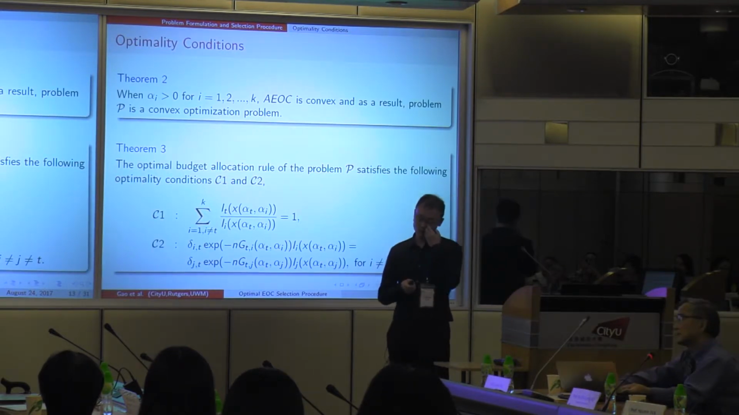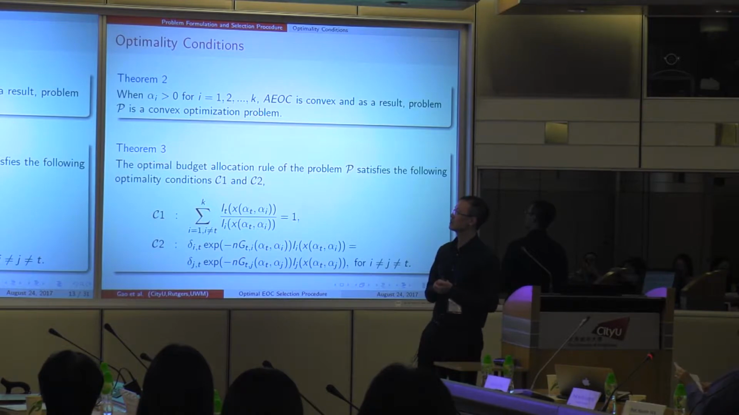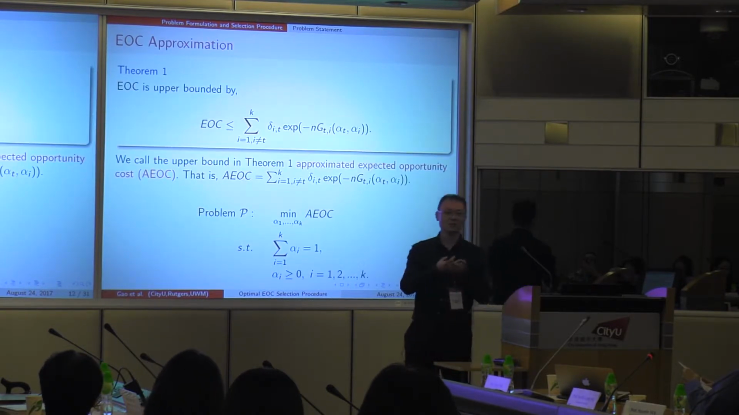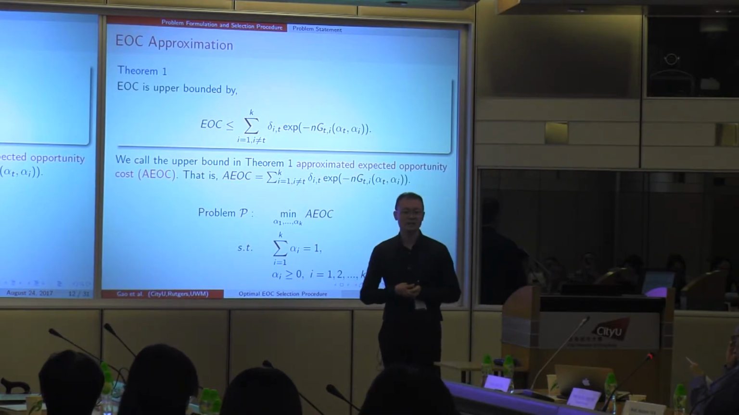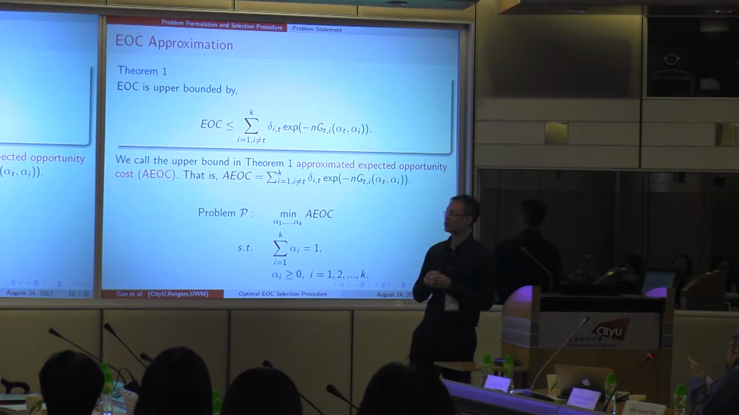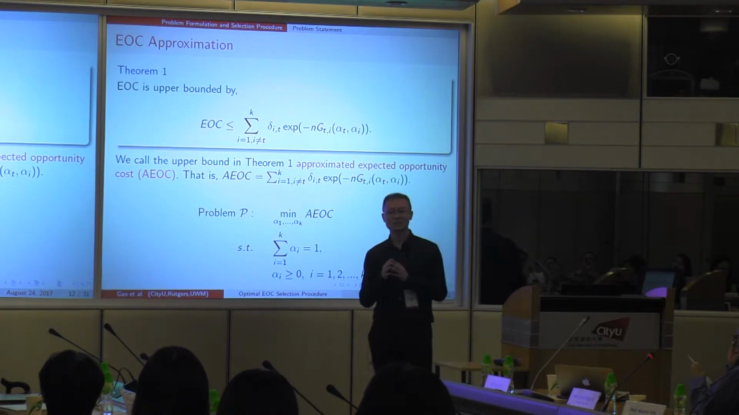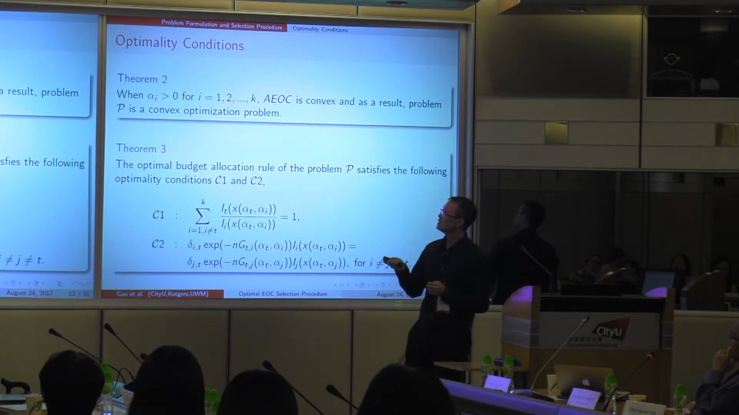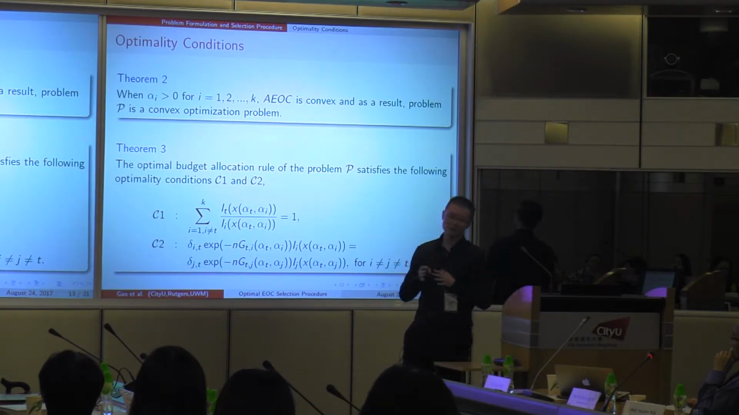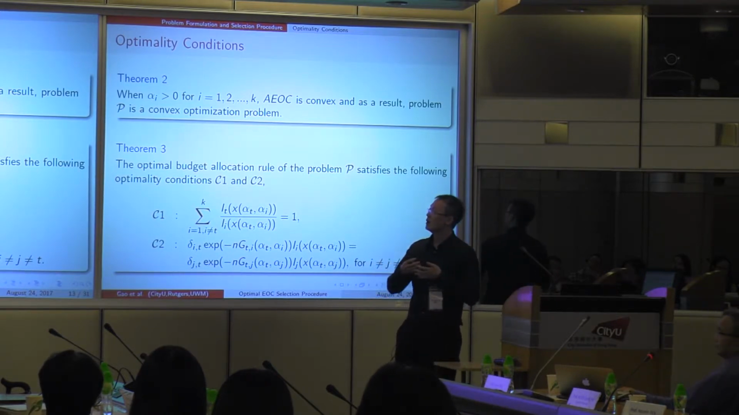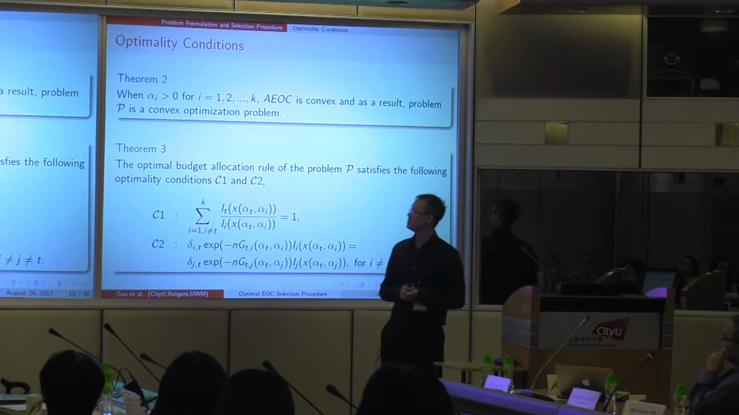We can next show that this problem P is a convex optimization problem. If you are familiar with OCBA formulations, you will see that this is very similar to an OCBA formulation. For such formulations, normally, to prove that the problem is a convex optimization problem, we need to make the asymptotic assumption that the simulation budget goes to infinity. But in this theorem, we do not need to do that. So this is closer to reality, and this is a stronger result.